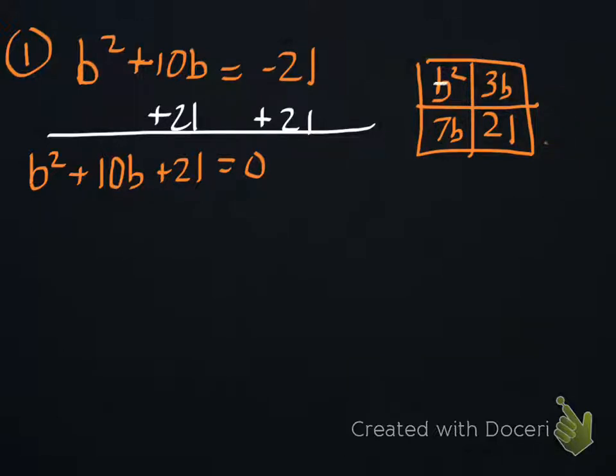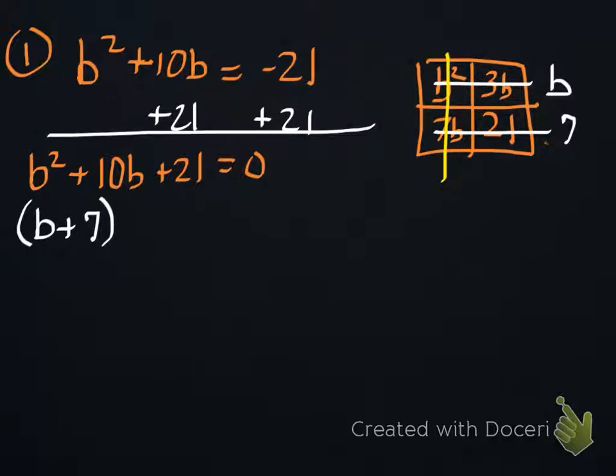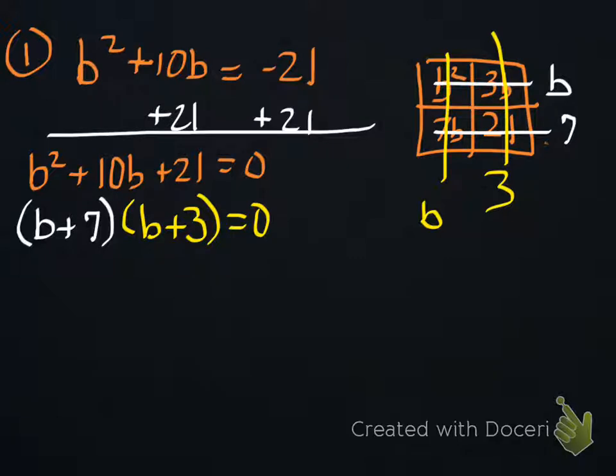So now when I look to see what can factor out of my first row, what can factor out of those two things? When I look to see what can factor out of my second row, what can factor out of those two things? 7. And so that leaves me, one of my factors is b plus 7. My second factor, we're going to go down the column. What factors out of that first column? What factors out of the second column? And so my second factor is b plus 3, equals 0.